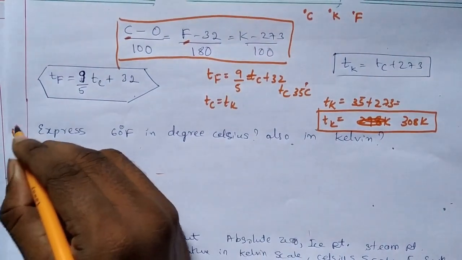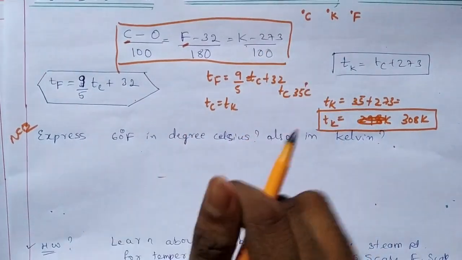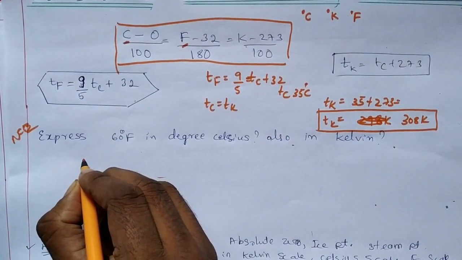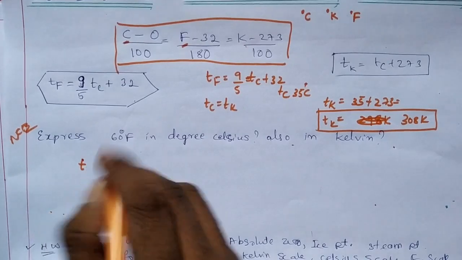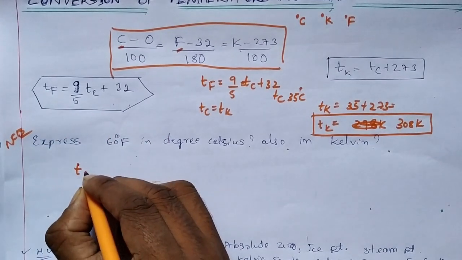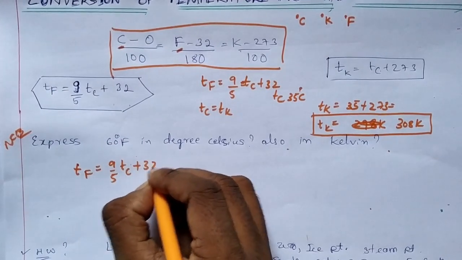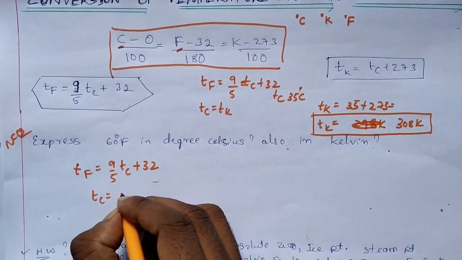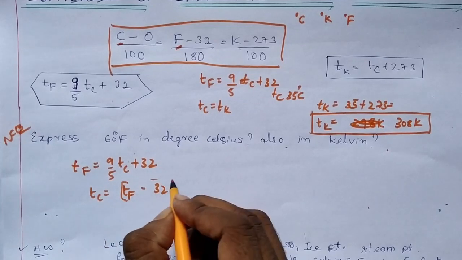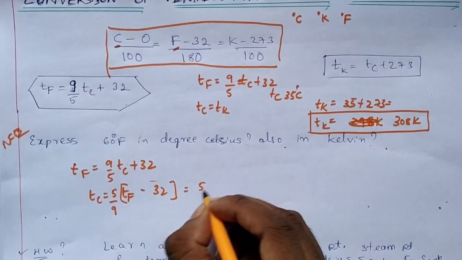This is an NCERT model paper problem. Express 60 degree Fahrenheit in degree Celsius and also in Kelvin. In Fahrenheit we have 60 degrees. I have to convert it into degree Celsius and also into Kelvin. First I have to write the degree Celsius and Fahrenheit scale relation, that is TF is equal to 9 by 5 into TC plus 32. I have to calculate TC, that is degree Celsius. It will be TF minus 32. I have to take this 32 to the left side. This will be TF minus 32, and this 9 by 5 will become 5 by 9.